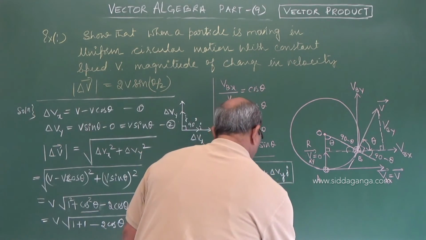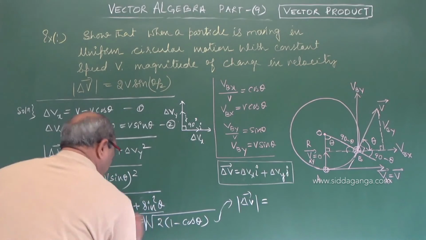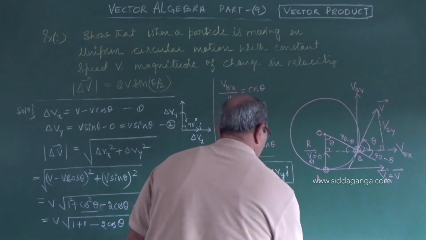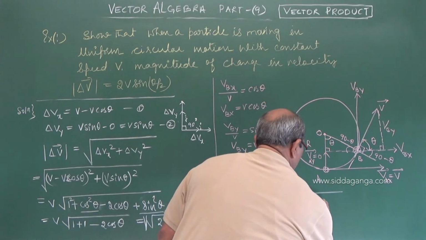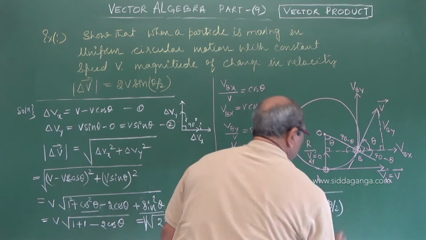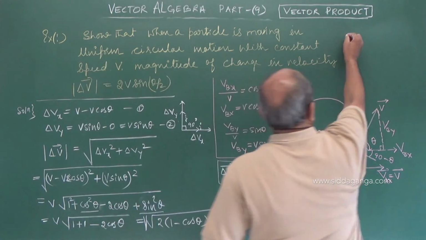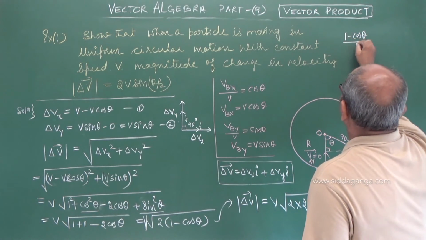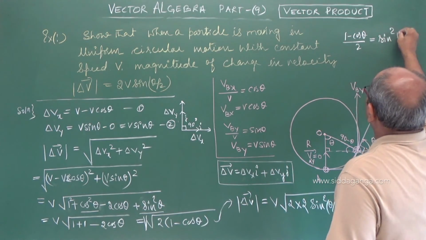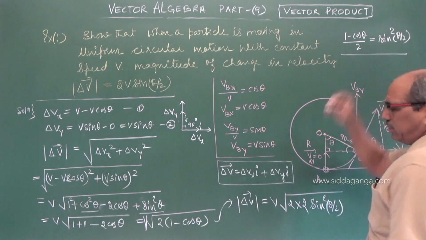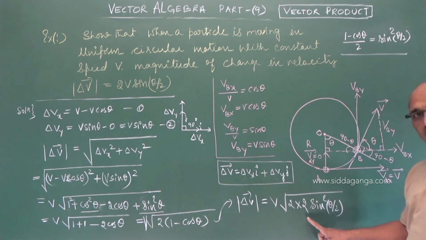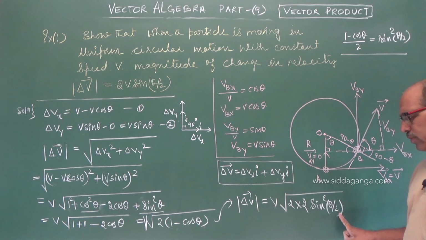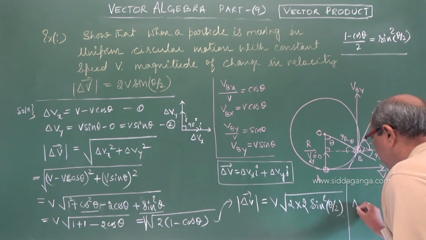as V, this V into root of 2 into 2 sin square theta by 2. You know that relation, 1 minus cos theta by 2 is equal to sin square theta by 2. In trigonometry, we are given the standard equation. In place of 1 minus cos theta, I substituted 2 sin square theta by 2. Now 2 square is 4. When you bring it out, our answer is obtained.